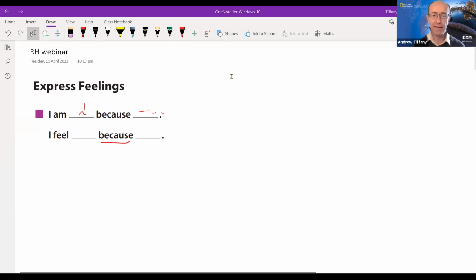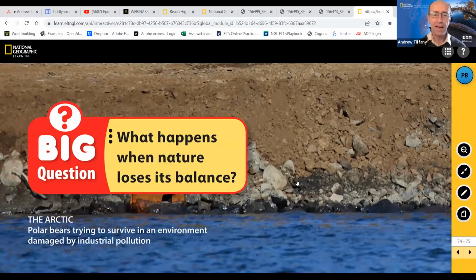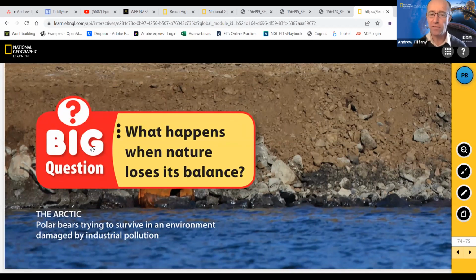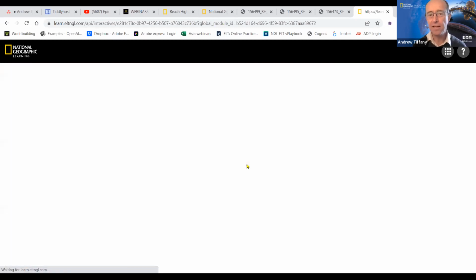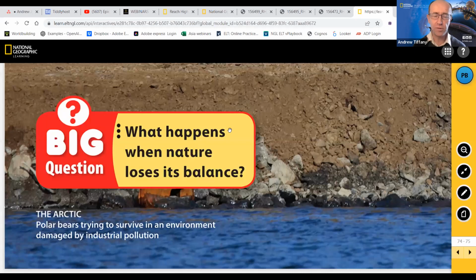Now, if we jump back over to here, you can see down the bottom here, there is a big question, okay? We're going to take a quick look at this one. What happens when nature loses its balance? Now, if I was to open this up, it will give me a diagram here, a concept map that I can fill in with my students, and we can work away on this one. But what I'm going to do is, I'm not going to do it there. I'm going to switch to my whiteboard again because I've got it set up on my whiteboard over here.